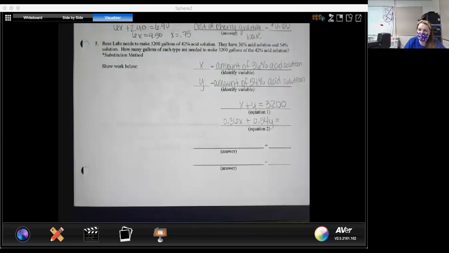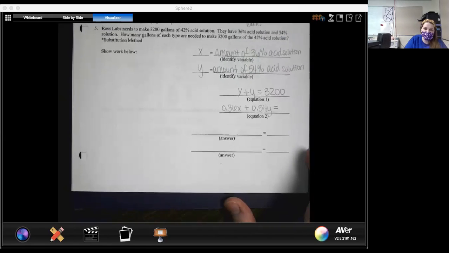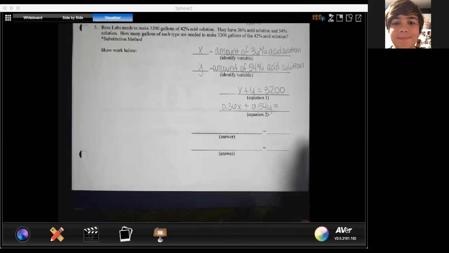Any other guesses before I help out on this one? This is probably the hardest part about this type of problem. 3,200 times 0.42.